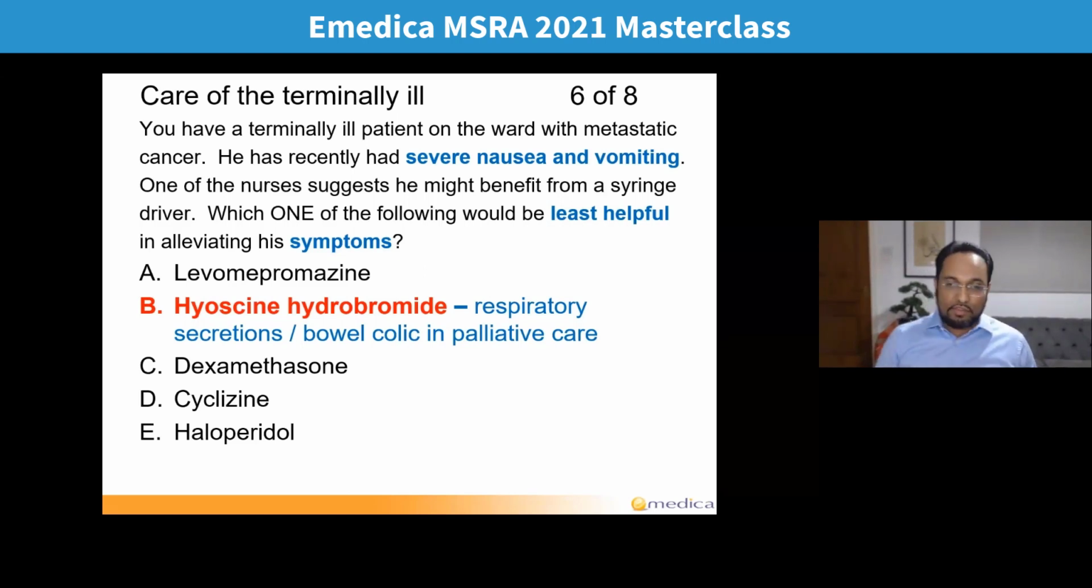Whereas all of the others can be used especially in palliative care. So for example, levomepromazine, often you can put in a syringe driver. Cyclizine, very commonly used as an antiemetic. Haloperidol also has antiemetic effects. And then dexamethasone is often used in palliative care for someone with severe nausea and vomiting. Okay, whereas hyoscine hydrobromide would be used either to dry up respiratory secretions or for bowel colic in this kind of setting. Okay, but in motion sickness, it can be used.